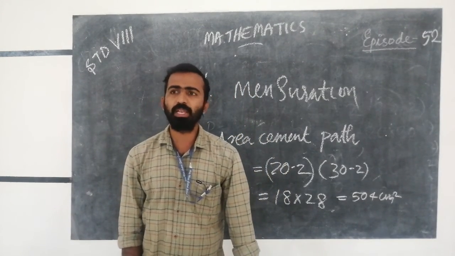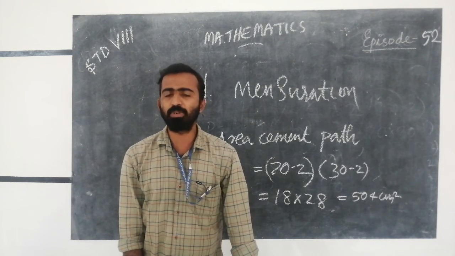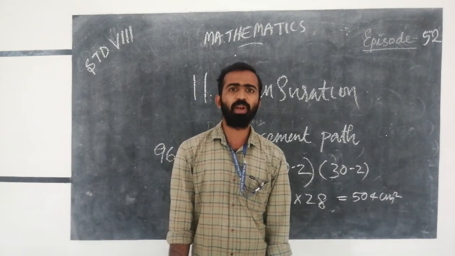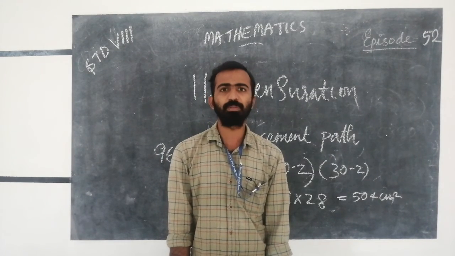In a parallelogram, area is b into h, that is base into corresponding height. Those are the equations for finding the areas of the shapes.